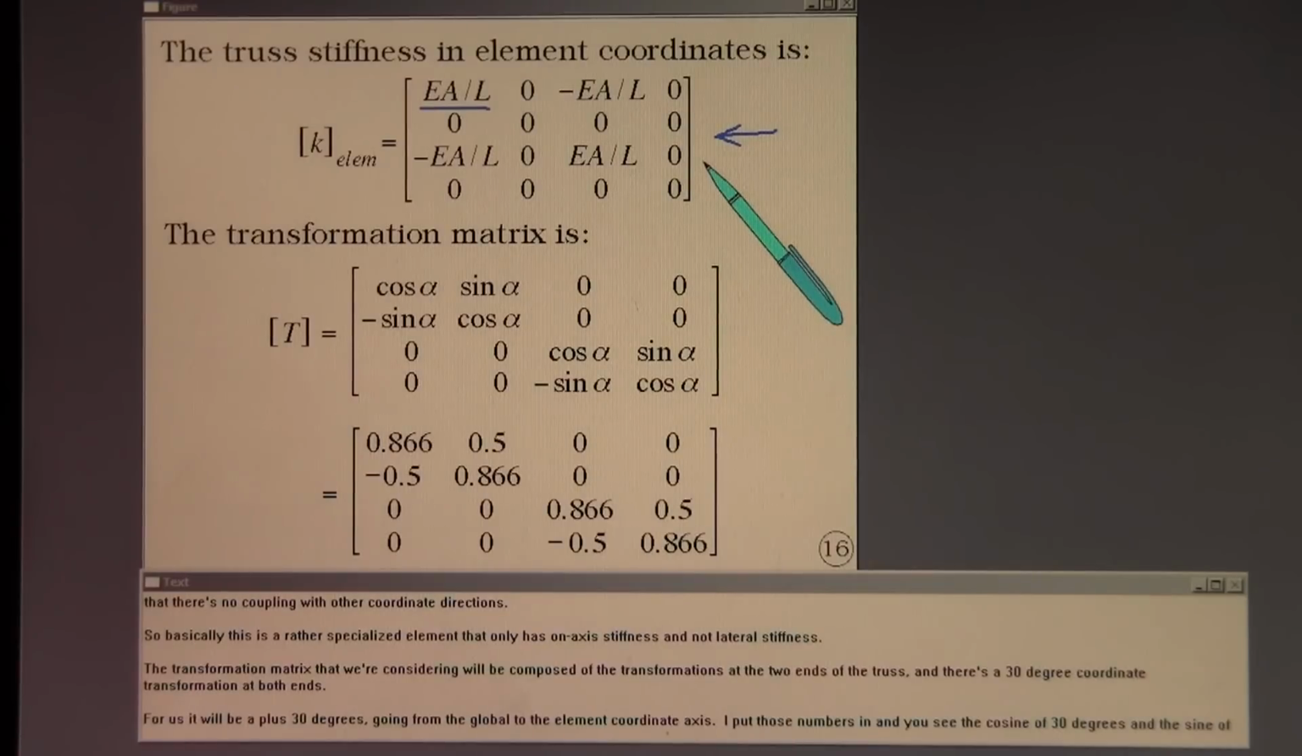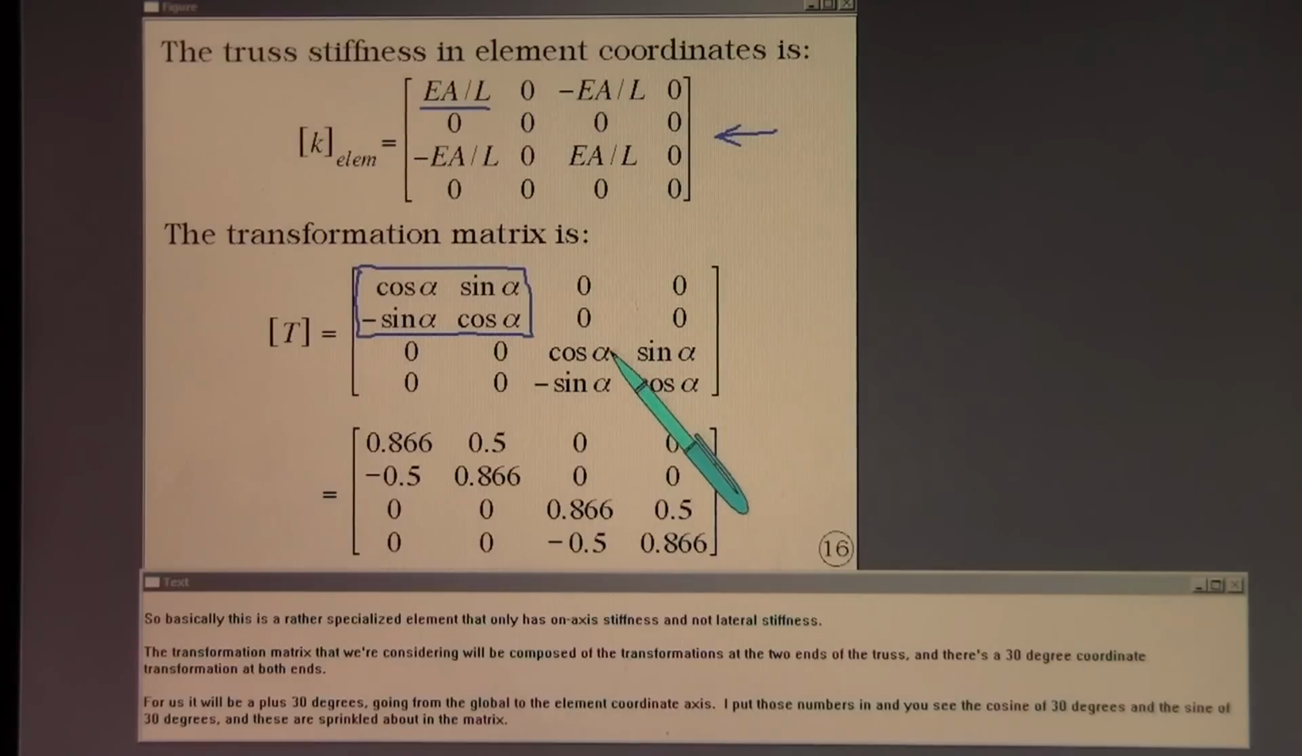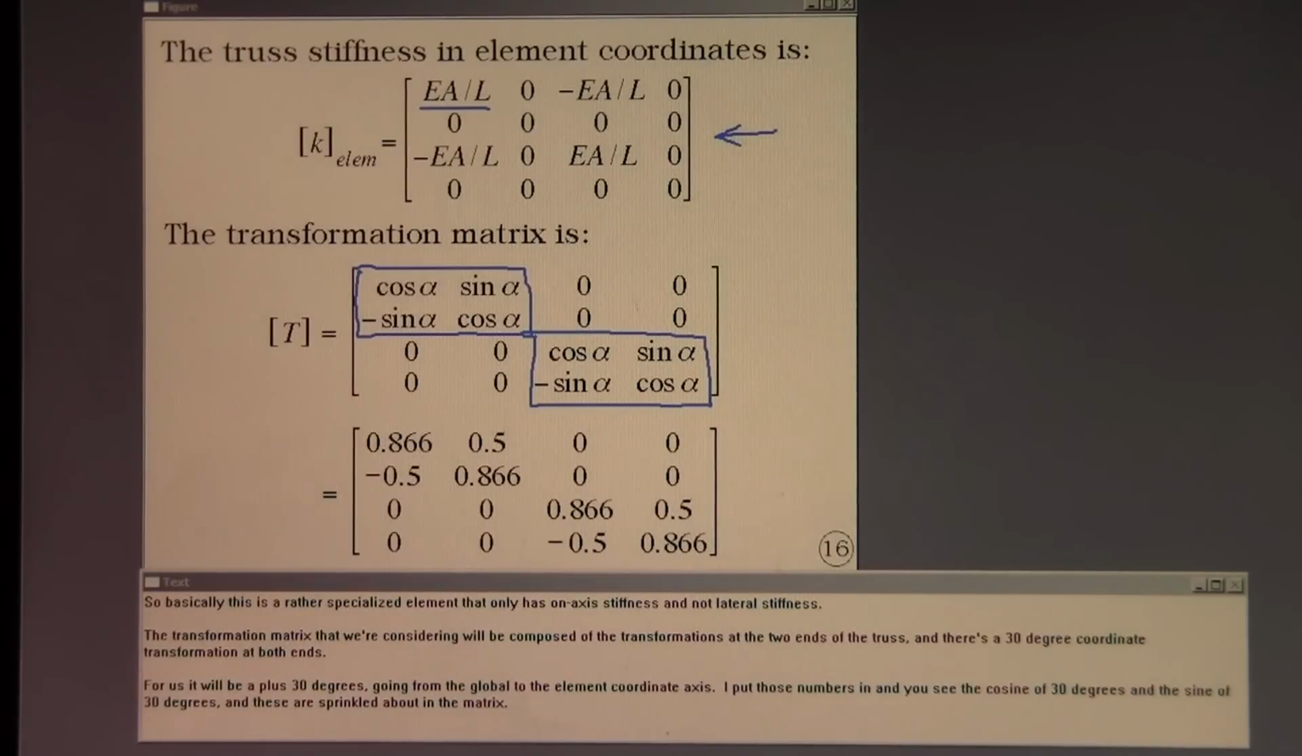The transformation matrix that we're considering would be composed of the transformations at the two ends of the truss, and there's a 30-degree coordinate transformation at both ends. For us, it will be a plus 30 degrees going from the global to the element coordinate axes. I put those numbers in, and you see the cosine of 30 degrees and the sine of 30 degrees, and these are sprinkled about in the matrix.